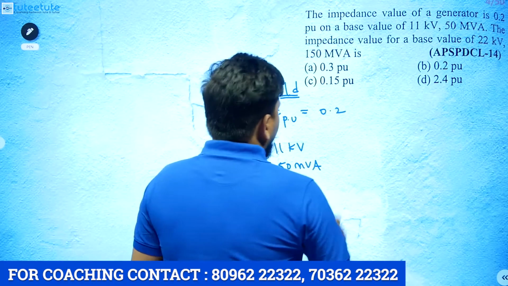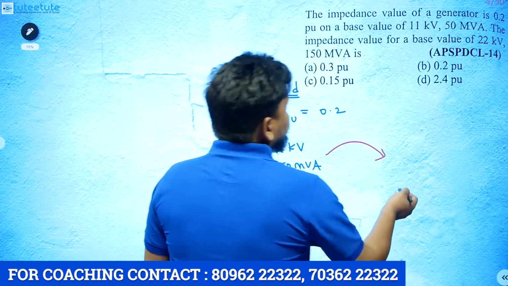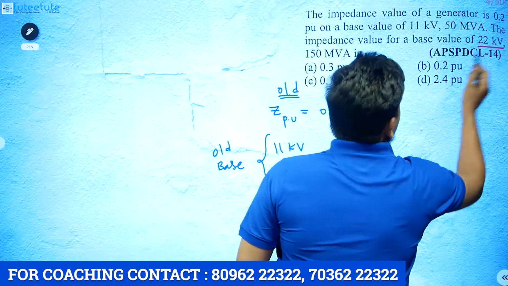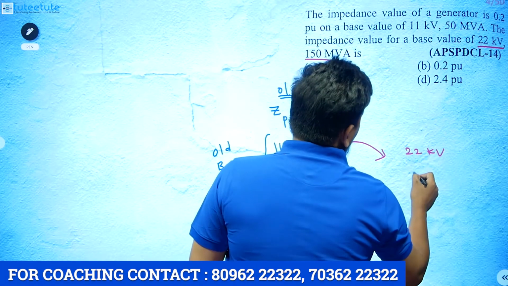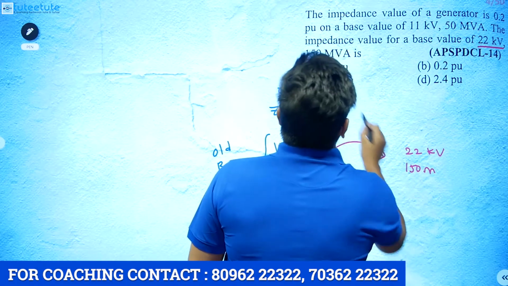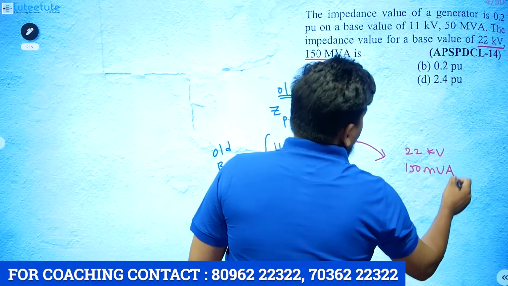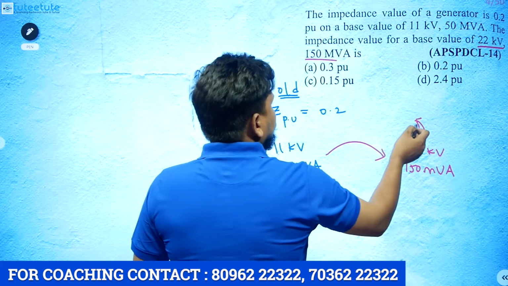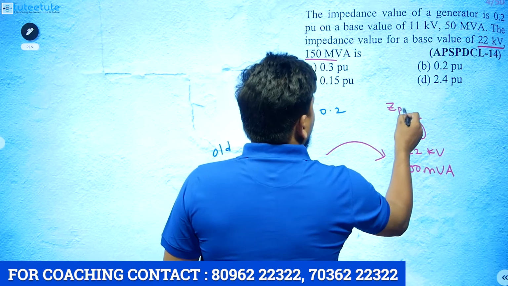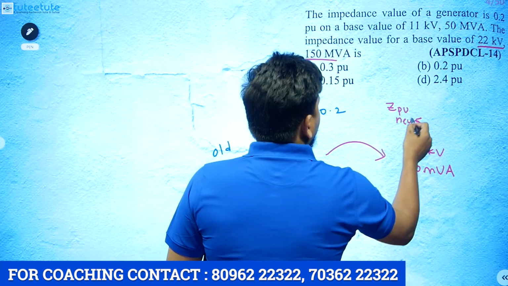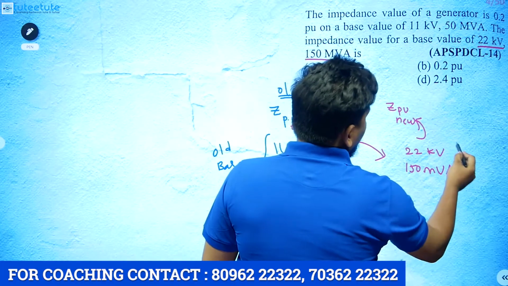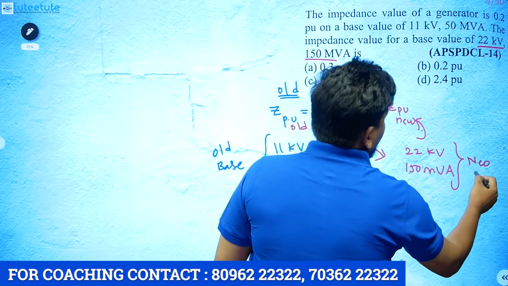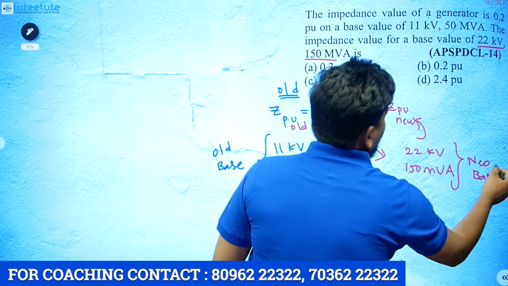Now what they are asking is, if the base value is changing to the new base, 22 kV, 150 MVA, what is the value of impedance? That's what they are asking. Z per unit new they are asking. If this is the old value, what is the new value? So this is the new base.